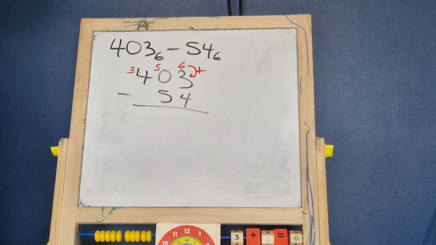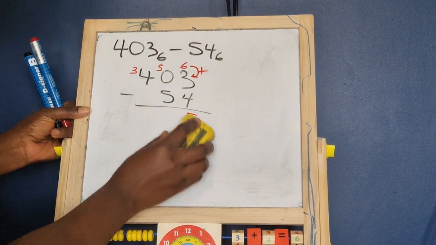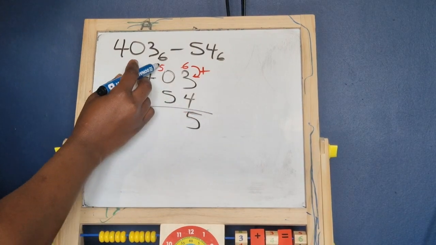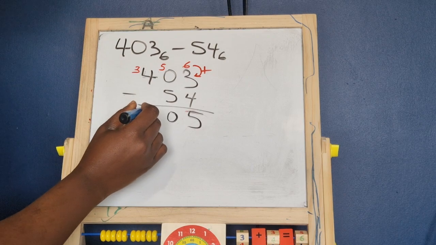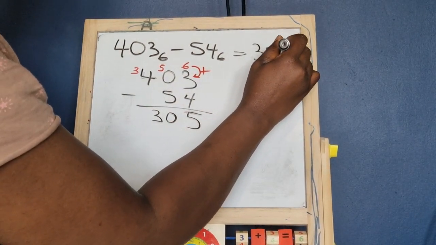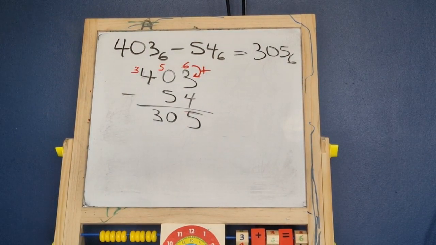9 minus 4 would give 5. 9 minus 4 is 5. And then 5 minus 5 is 0. And then 3 minus 0 is 3. So this will give 305 in base 6. So that's how to subtract in other bases.